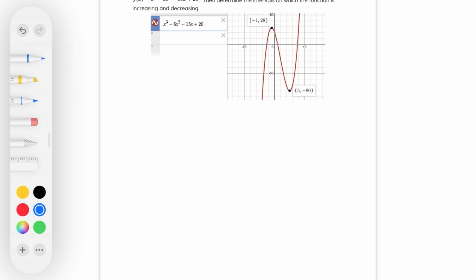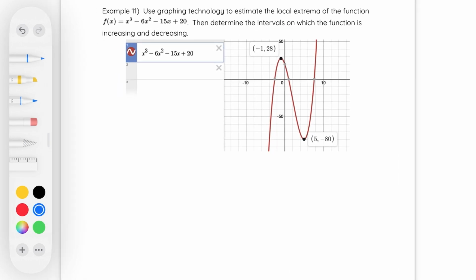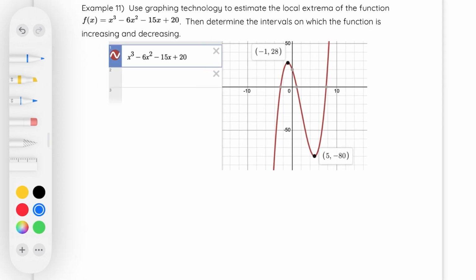And let's use graphing technology one more time to estimate the local extrema of the function and then determine the intervals on which the function is increasing and decreasing. This one's a little nicer, with nice whole numbers instead of decimals like the last example. But I am increasing, I'm hitting this maximum because I'm switching then to decreasing. I'm now going to hit a minimum because I am switching to increasing.